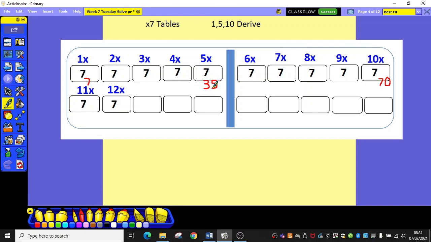Now once I've put in these 3 key facts, I can use them to help me work out the rest of the times table. So obviously double 7 is 14. If I double 14, then I've got 28. So 4 times 7 is 28. Now, knowing these facts here, I can think, what is 7 less than 28, or what is 7 more than 14? And 3 times 7 is 21. 70, add 7, 77.